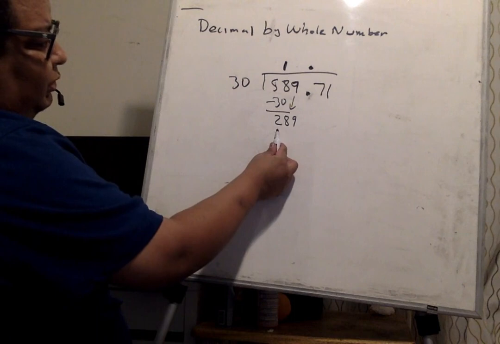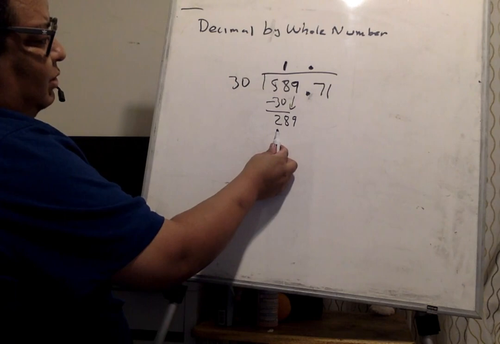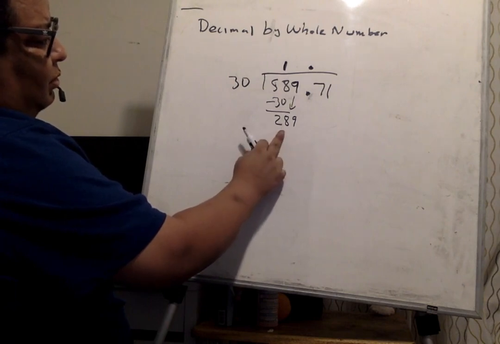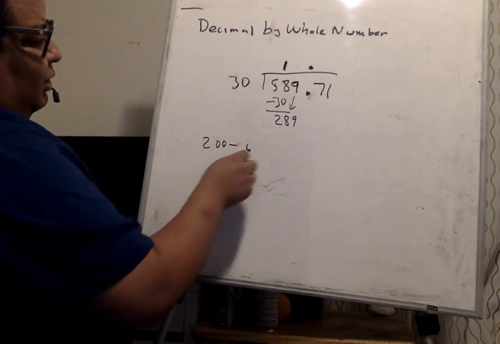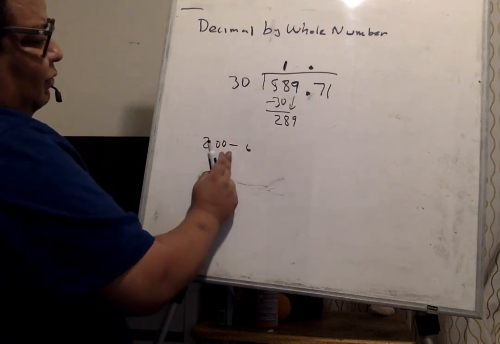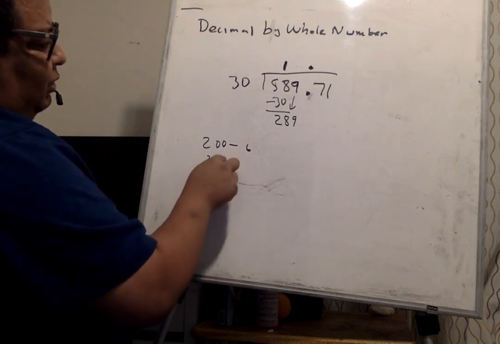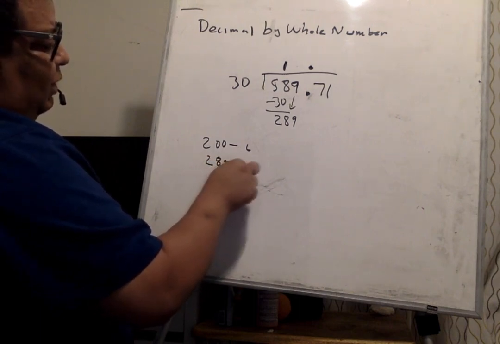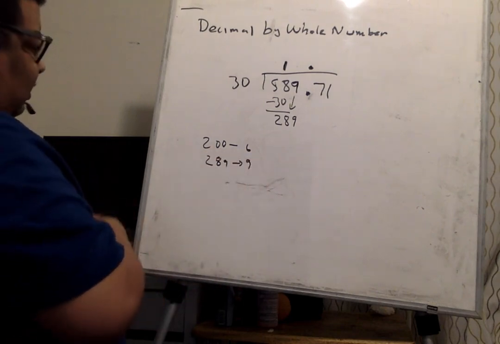So in 200 there are about 6. So in 200 we have 6. Now in 80, because we have a little left over, we're gonna put 3 more. So 289, I assume we're gonna have about 9 thirties. So let's see what happens.